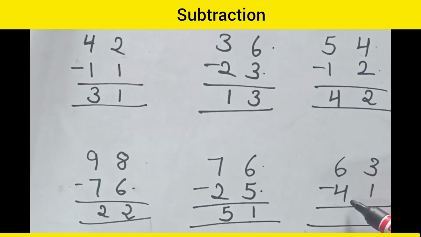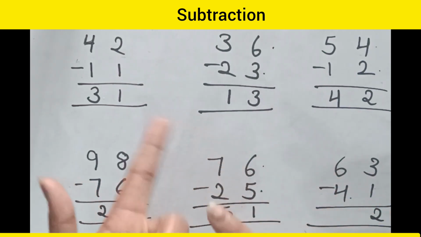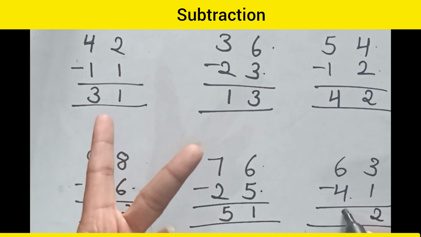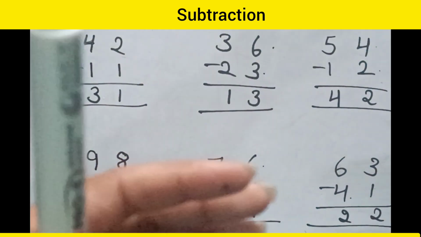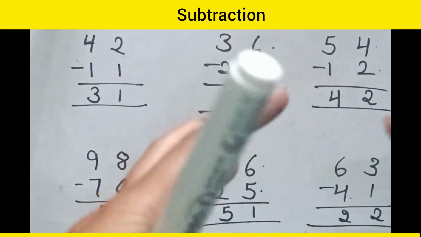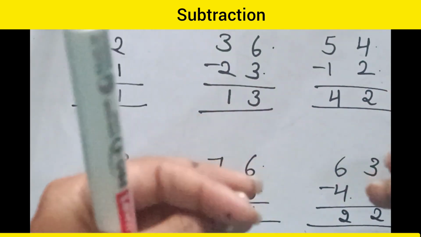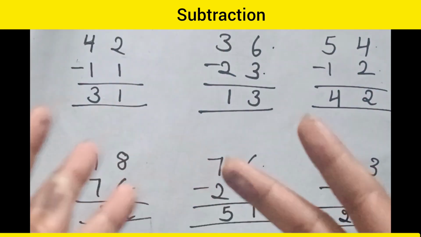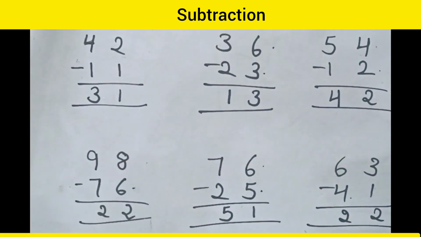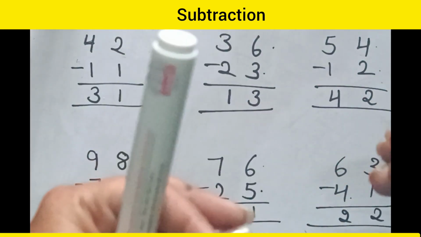Now 6 and 4: 4, 5, 6. How much do we have? 2. I just want to tell you one thing. If we do it with this method, then it will take less time, because the line method takes more time, and if we do it with the mind, it will take less time.